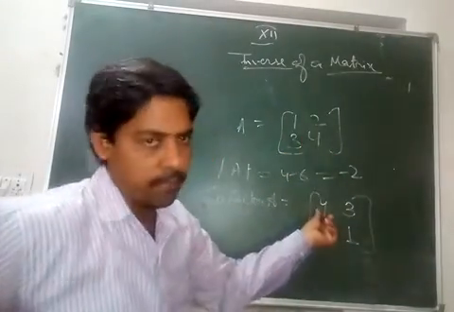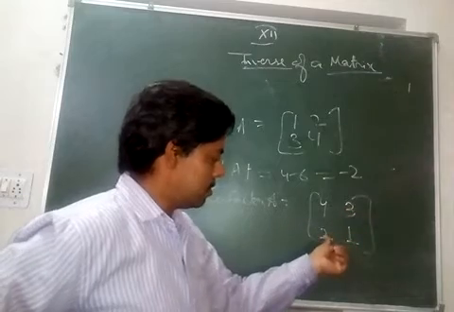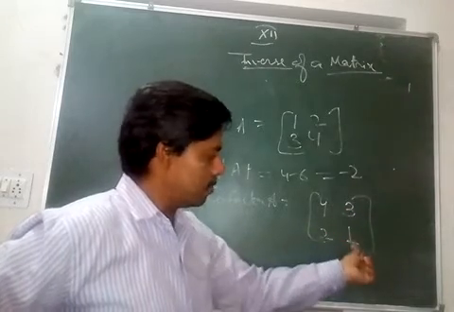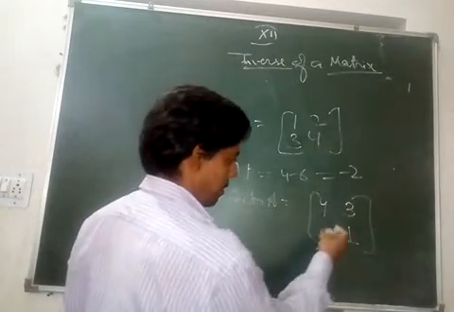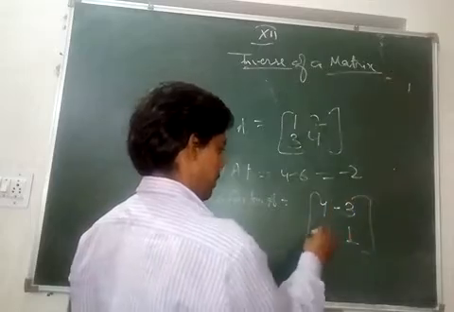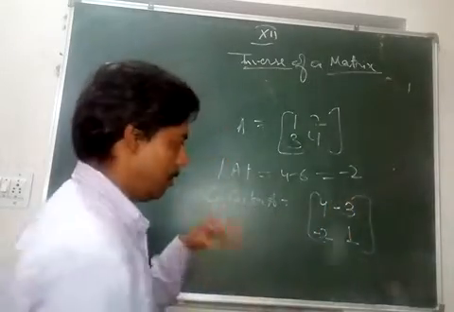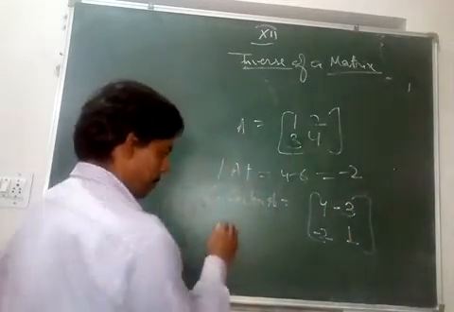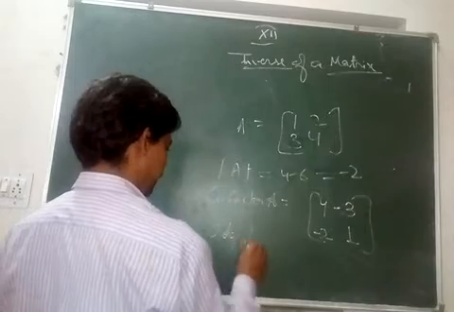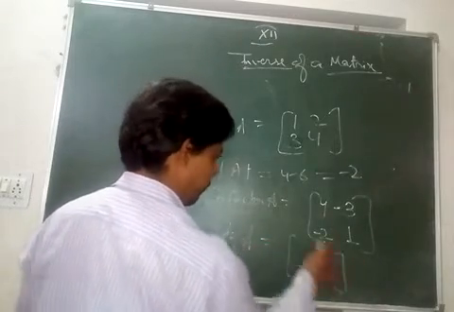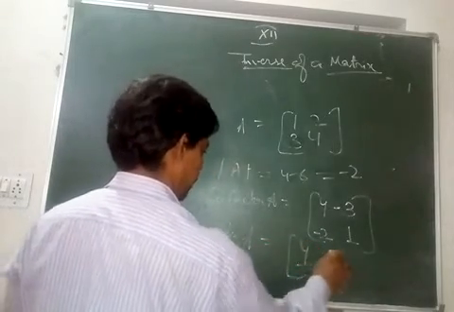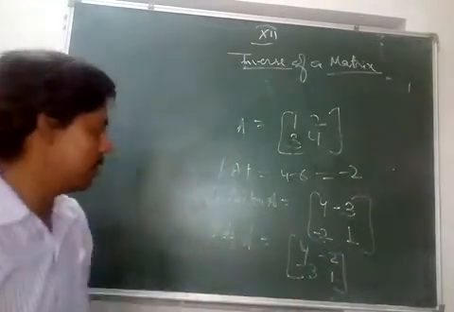This is 1 plus 1, this is 1 plus 2, this is 2 plus 1, and 2 plus 2. So these two will be negative, so change their sign. These are the cofactors. Now take its transpose. So we will get adjoint A is equal to 4, minus 3, minus 2, 1. Okay, this is adjoint A.